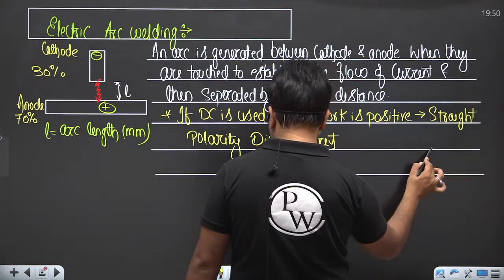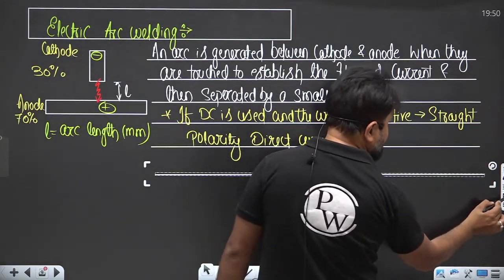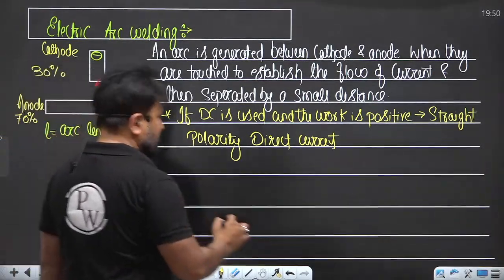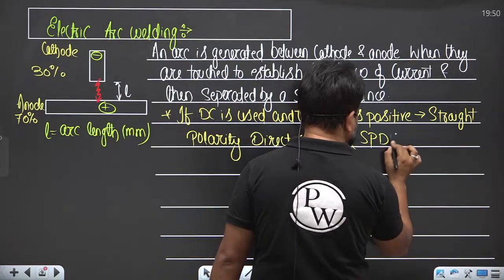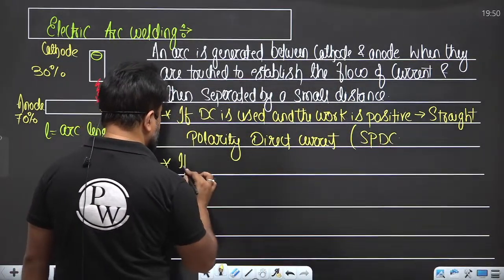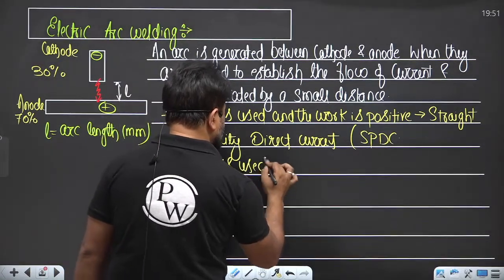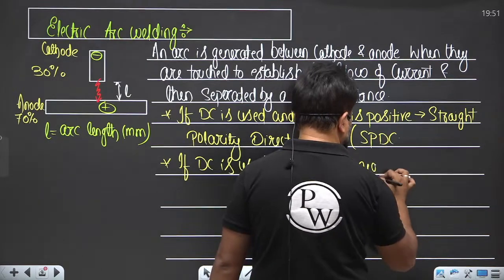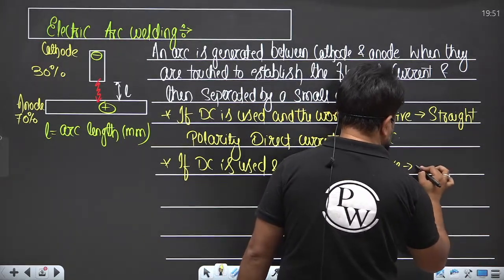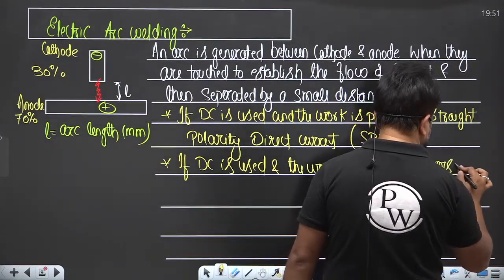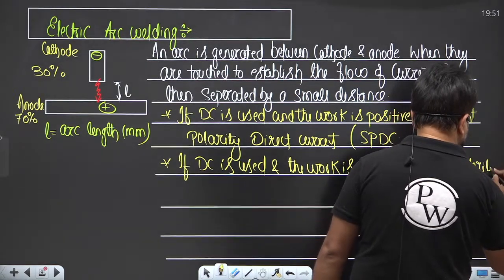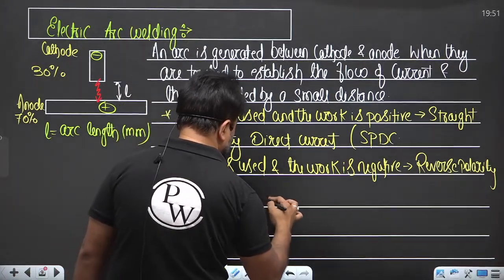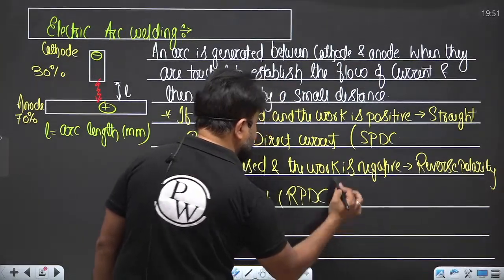This is the thing: straight polarity, direct current. I hope you understand this. In short, we will write SPDC. But suppose DC is used and the work is negative, then it is reverse polarity, direct current. In short, we can write RPDC.